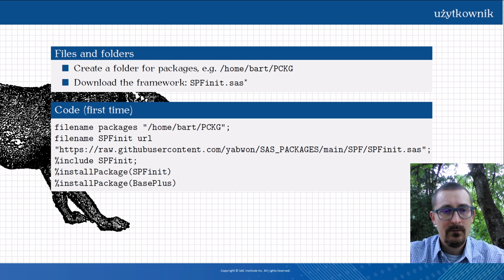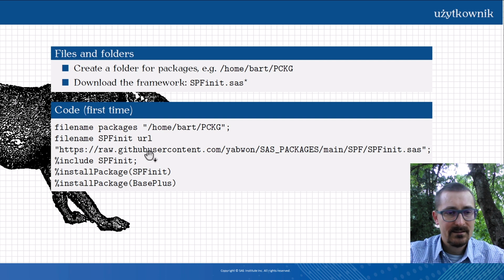So for the very first time, when you have created the folder within which you're going to store the framework and the packages, you need to assign the filename reference named packages. The one will be pointing to the location where you store the framework and the packages. Now you need to use this GitHub link, which is also available on the web page of the repository, so you don't have to memorize it by heart. You can just go to the repository and download this code snippet.